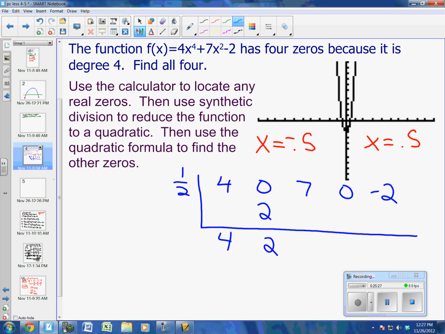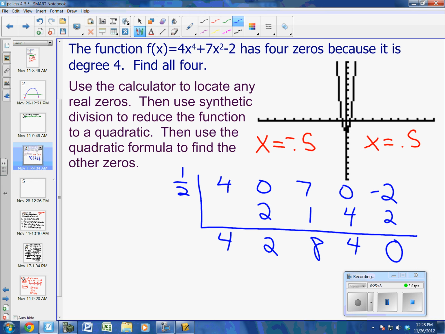2. What's 1/2 of 2? 1. Add, what do I get? 8. 1/2 of 8 is 4. Add, I get. And 1/2 of 4 is 2. I add, I get. Now, I don't get 0 right here.